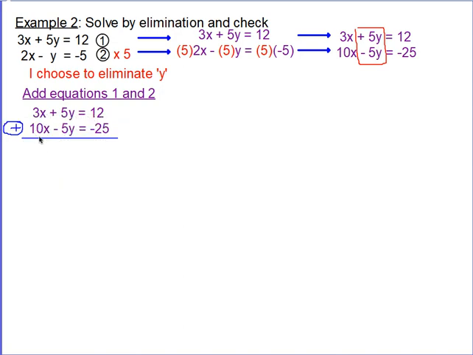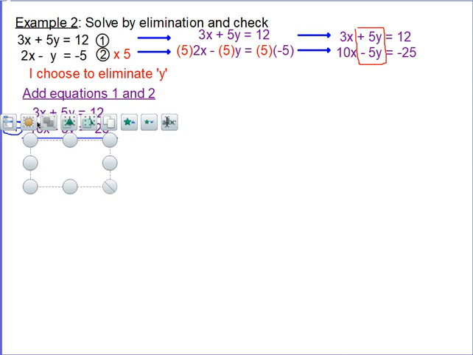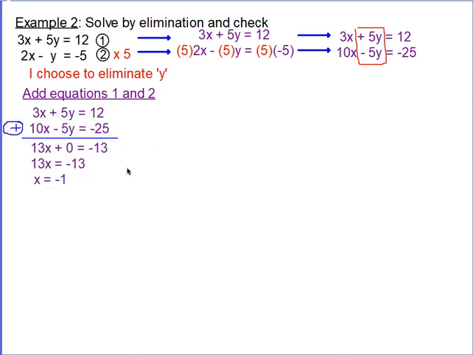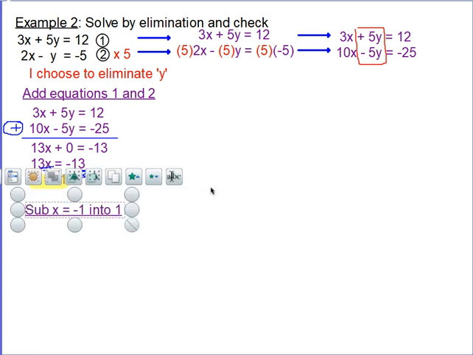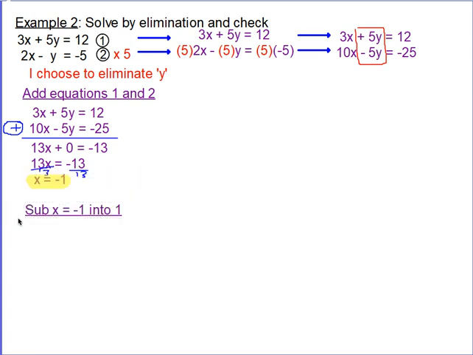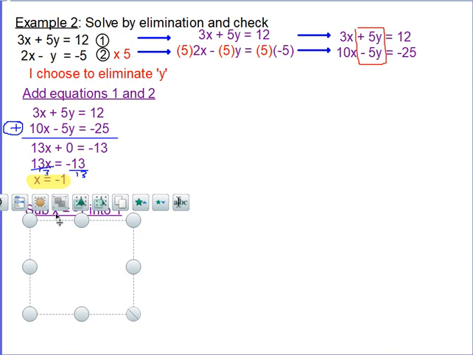So we'll get 13x equals negative 13. We divide each side by 13, and then x equals negative 1. Great. Now, what we're going to do is sub x equals negative 1 into, well, I chose equation 1. Could have chosen equation 2 if you wanted to. You know it can go anywhere.